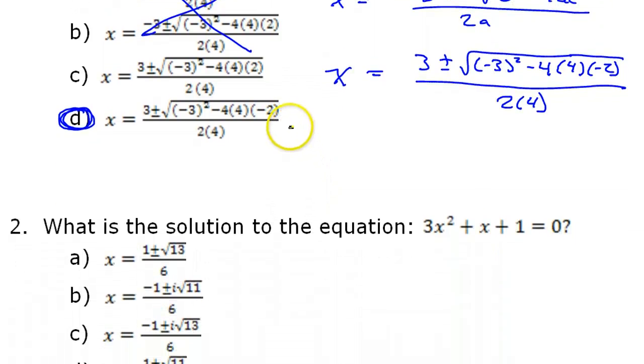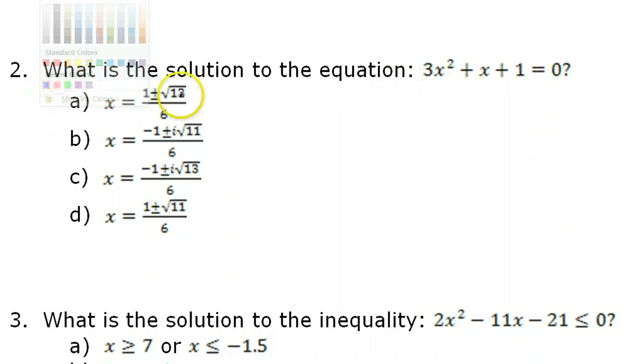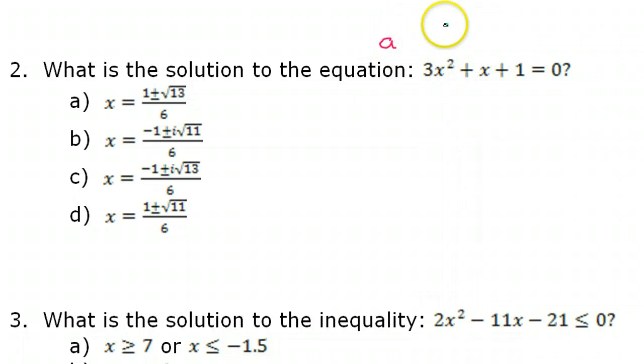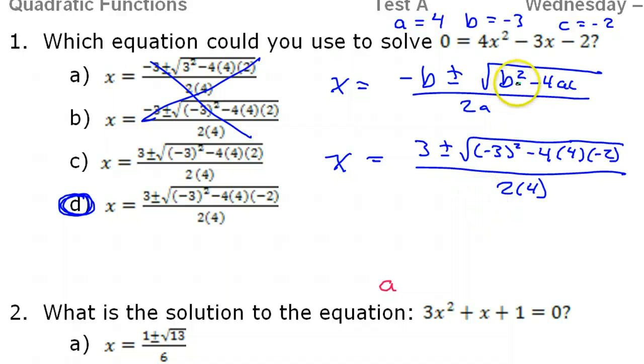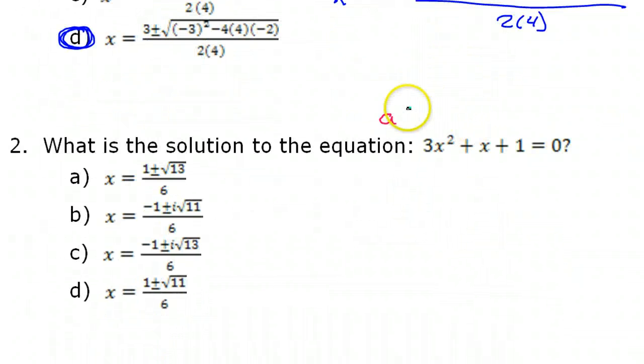Okay, great. What is the solution to this equation? Well, once again, let's use the quadratic formula. Now, it is our tradition to find the discriminant first. The discriminant is the b squared minus 4ac part of the equation. I'm singing because we know a whole song for that, but I'm not going to bore you with that right now. So a is equal to 3, b is 1, and c is 1.